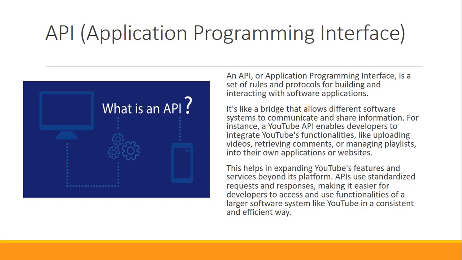And the second one is, you don't need to create everything from scratch. Already created systems are there, you just borrow the things from there. So these are the two basic uses of an API.